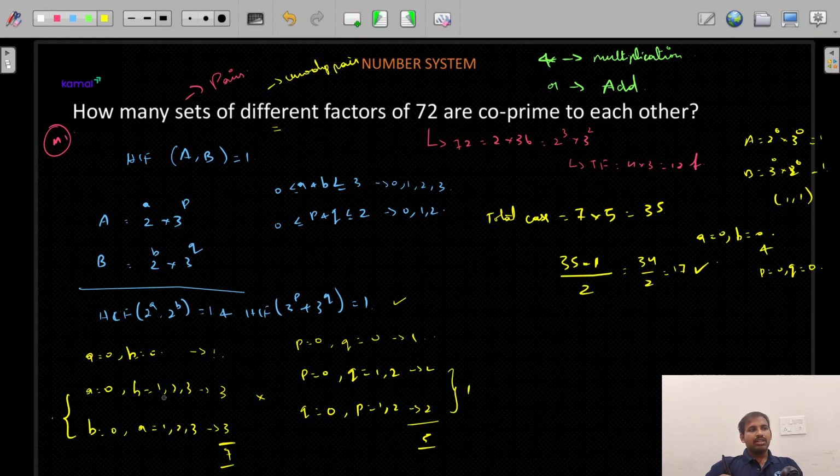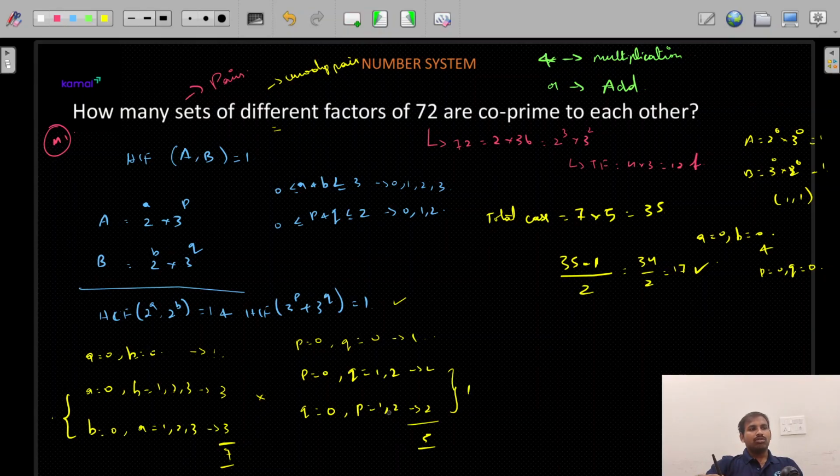So in order to eliminate, instead of assuming two different cases, I have to assume one different case. How to do that? Total number of factors by two. But the problem is, since the question is asking about different factors, when a equals 0, b equals 0, and p equals 0, q equals 0, both the values of a and b will become 1 and 1. So from the total number of cases, first I am subtracting the case which is not required based on my answer. That is 34.